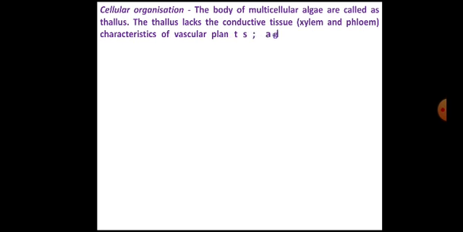Their cellular organization: they have eukaryotic cellular organization. We have already studied the characteristics of a eukaryotic cell. The only part to be mentioned is the difference between the plant cell and the algal cell, or the plants and algae: xylem and phloem are absent, which are the characteristics of vascular plants. So that kind of vascular system is not present in algae.